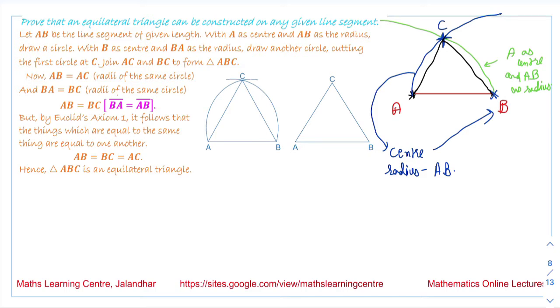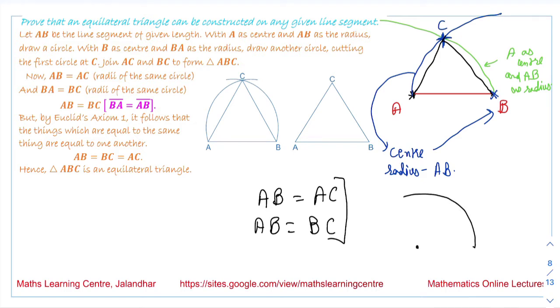Now we have to prove this. As we have drawn the circle over here, the length AB is equal to AC and the length AB is equal to BC. Why? Because suppose this is a circle over here. This is the center of the circle A and this is the point B. There is another point C on this circle. If I join these 2 points, this is the radius of the circle, and this is the radius of the circle. So it means AB is equal to AC.